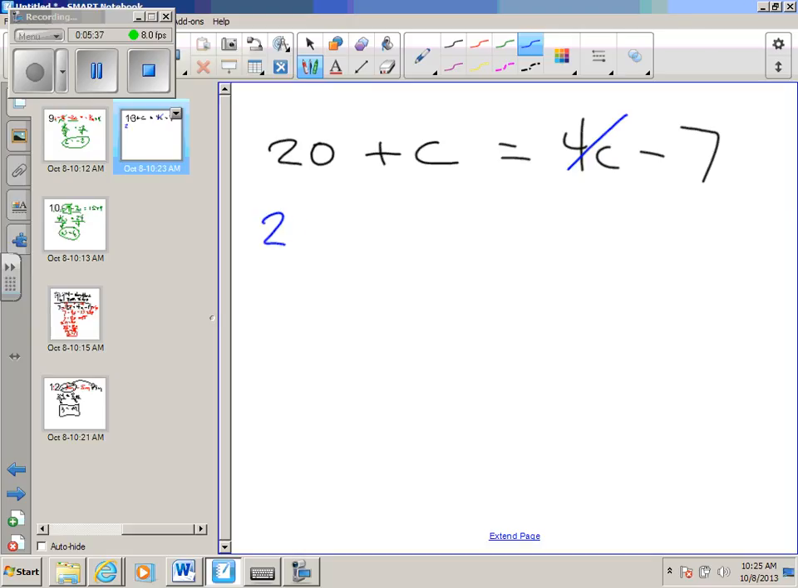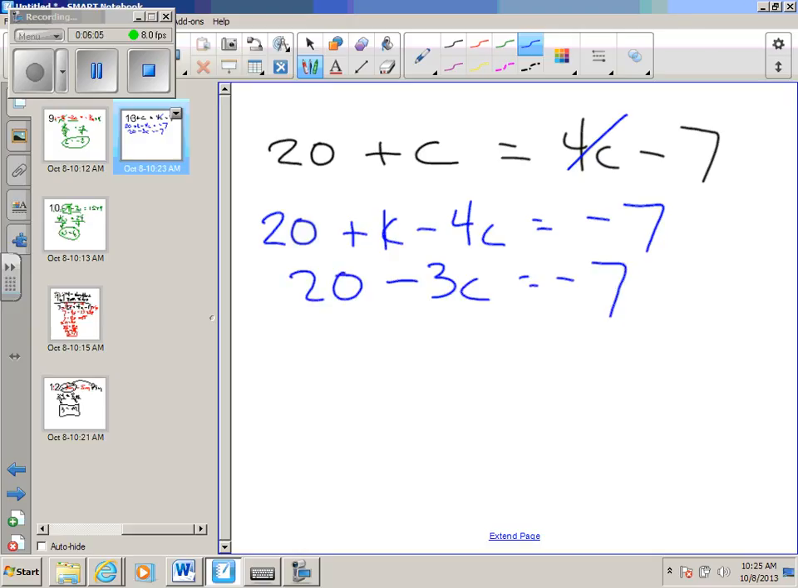So what you ended up with was a 20 plus a c minus a 4c equals negative 7. Right? Watch. Next step. Can we combine a positive 1c with a negative 4c? And what do I end up with? Negative 3c. And there's still that positive 20 and a negative 7. What needs to go? Positive 20, how? Subtract it from both sides. Negative 3c is now equal to what?